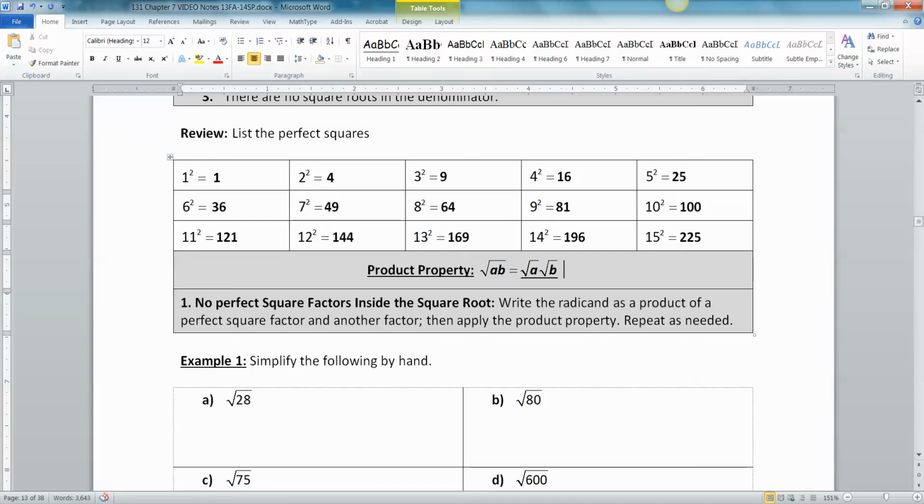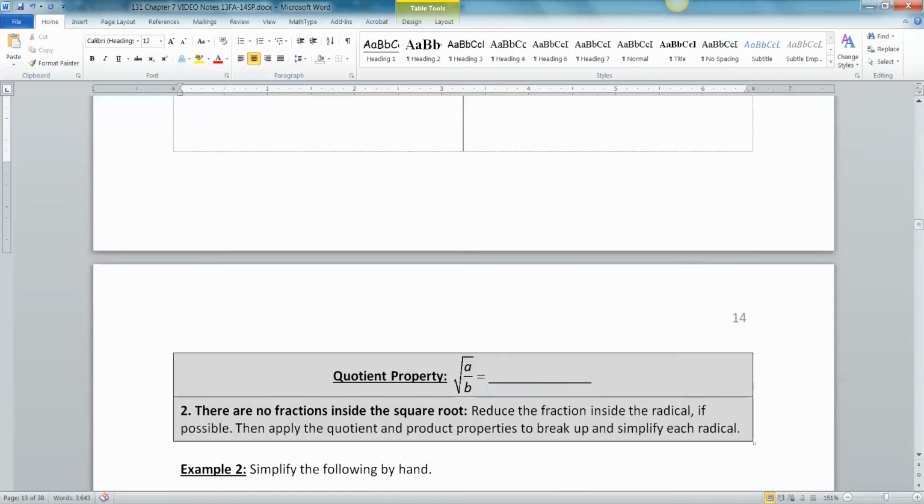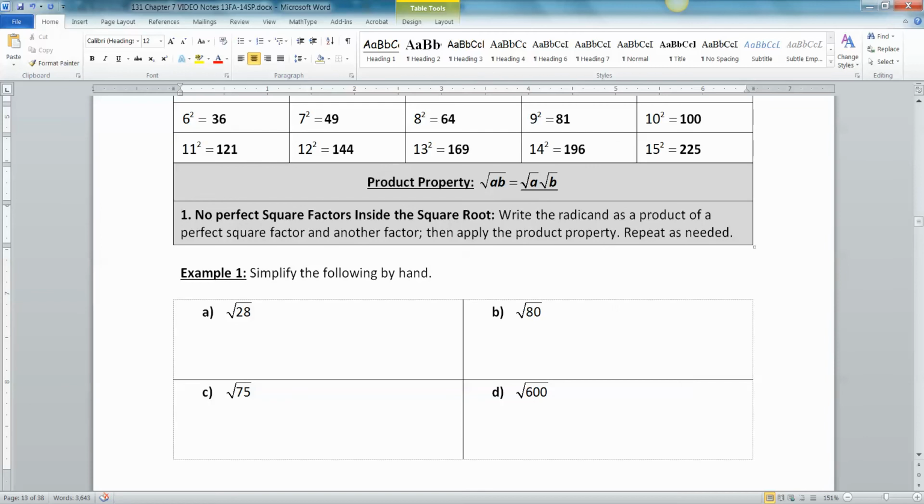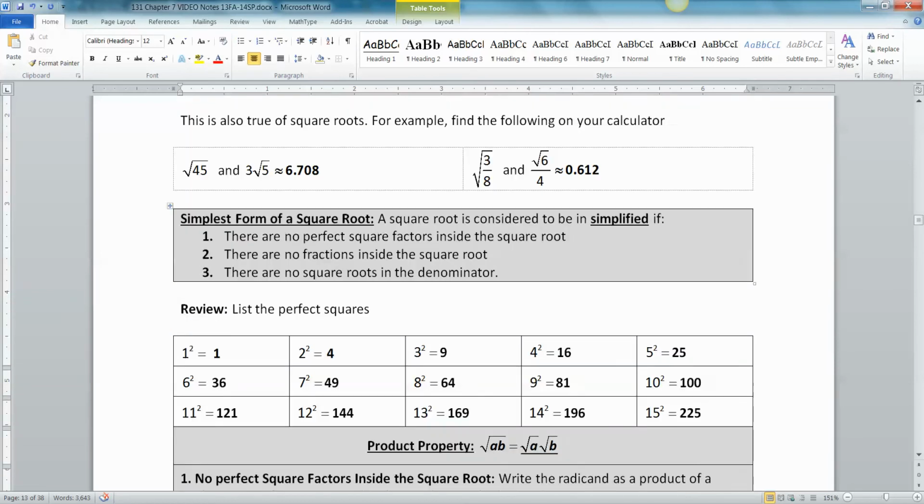Now, you cannot do that for adding and subtracting. You can only do it for multiplying, and dividing is coming, right? So those are the ones you're allowed to do it for. All right, so let's practice the first thing.